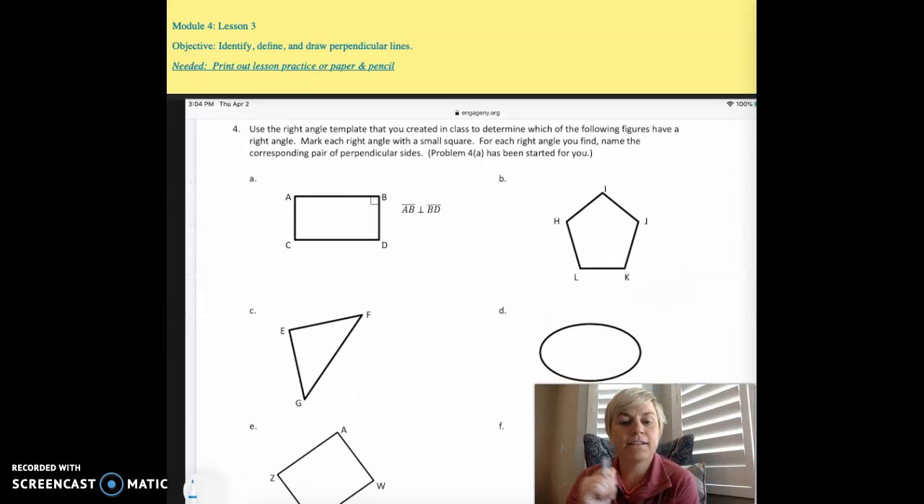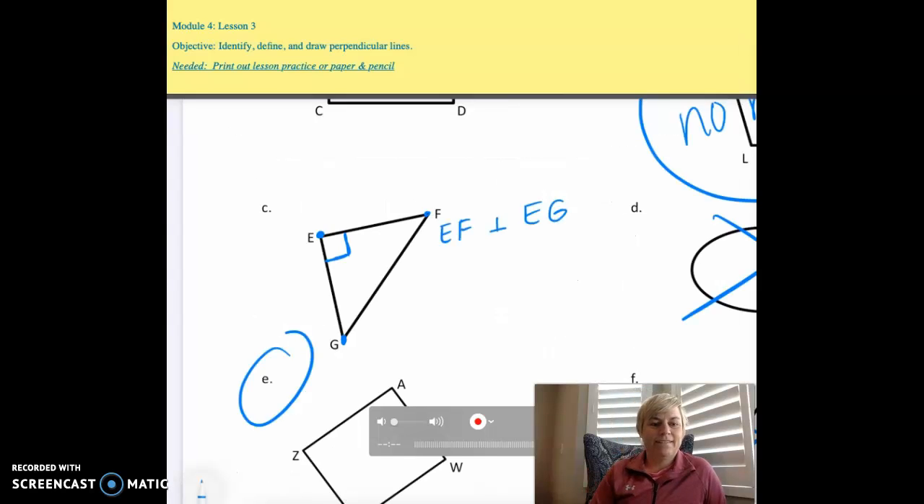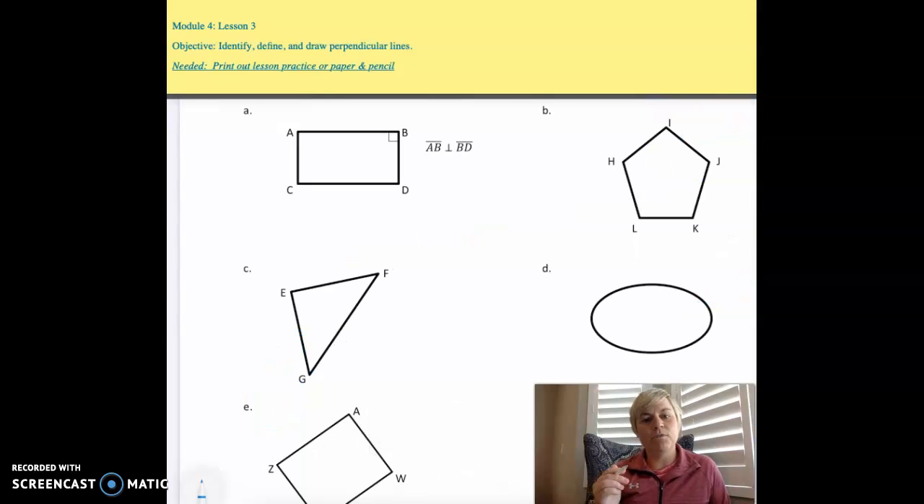All right, use the right angle template you created in class. When they say that, they're talking about just using the corner of a paper, to determine which of the following figures have a right angle. All right, so let's finish up our problems. We are almost finished.